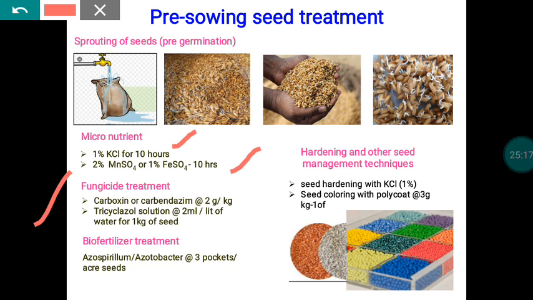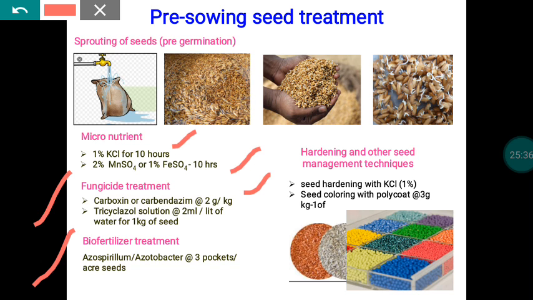For protecting the seeds against soil-borne fungi, we can give a carbendazim treatment. The recommendation here is 2 gram per kg of seeds. Like that, we can offer some fungicides, and insecticides can also be treated.